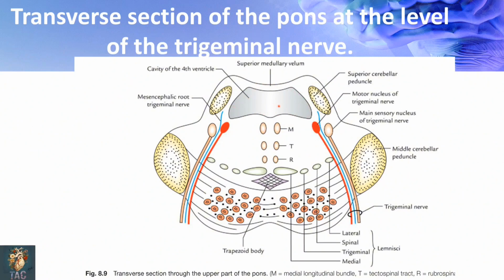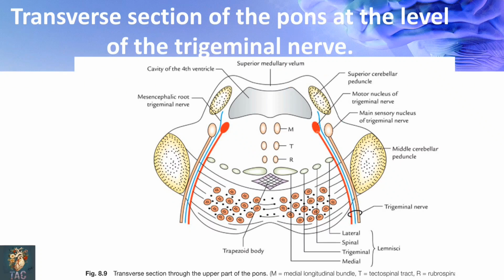Again, you can notice the change in the cross section compared with the level of the facial colliculus. There you were looking at an open, broad cavity. At the superior level you can see this cavity is enclosed by internal structures and is triangular in shape, and it is the cavity of the fourth ventricle. Superiorly it is bounded by the superior medullary velum.